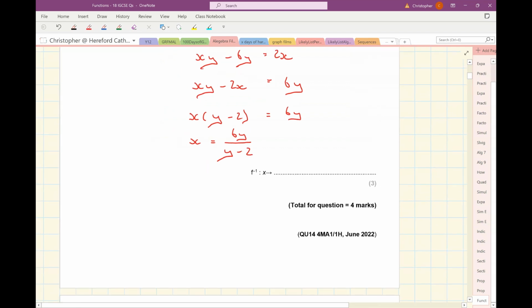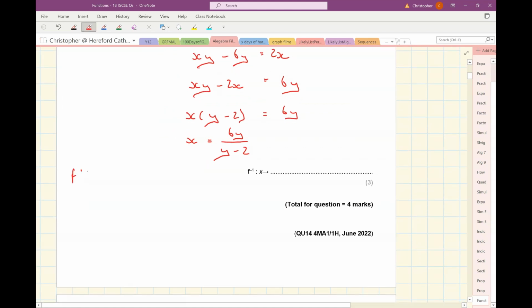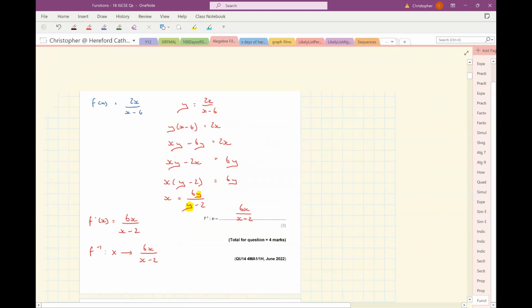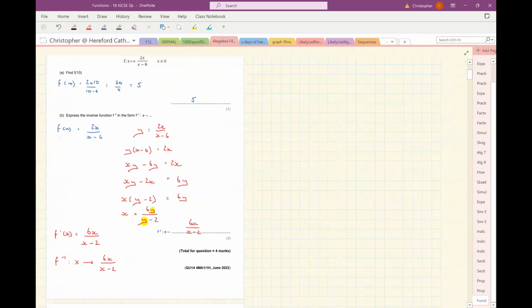So, the inverse function, f to the minus 1 of x, is 6x over x minus 2. I've simply substituted x in there instead of those y's. Now, in this question, it wants me to give it in this form. F to the minus 1 x is transformed to 6x over x minus 2. So I'll write the answer in here. And that is question 1 complete.